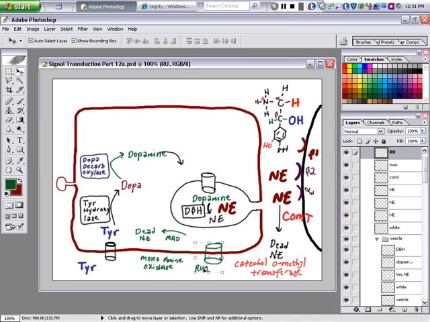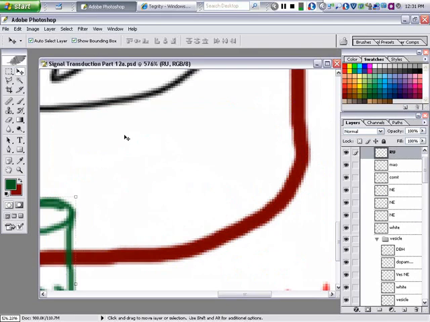We're here with reuptake 1. What if I put it right here, in this small space? Yes. And I'll just make it really small. These are going to be our reuptake 1 inhibitors. The first one is going to be desipramine. D-E-S-I-P-R-A-M-I-N-E.